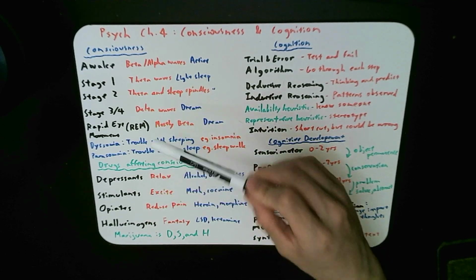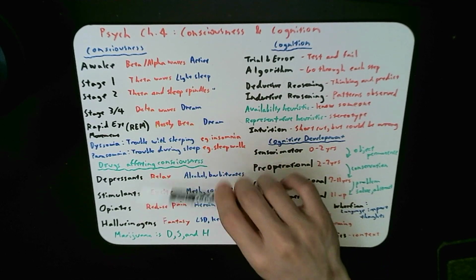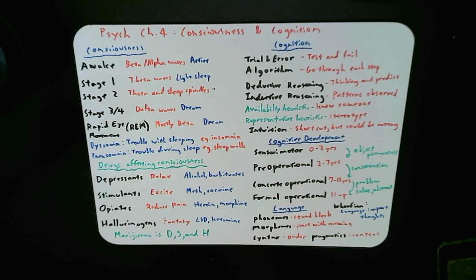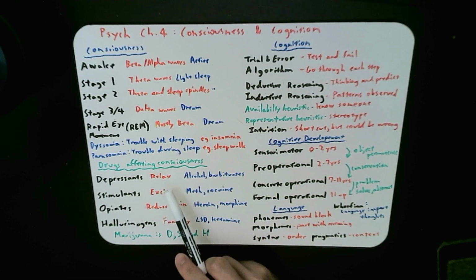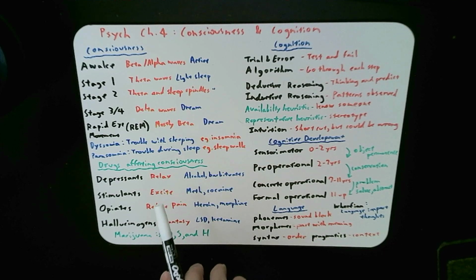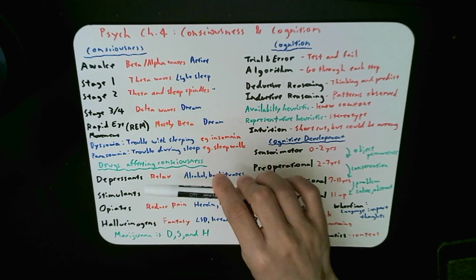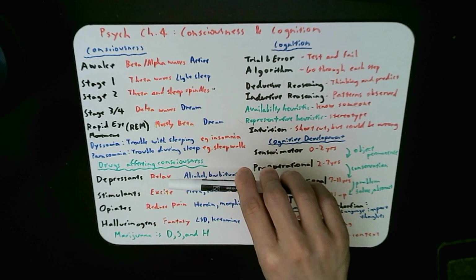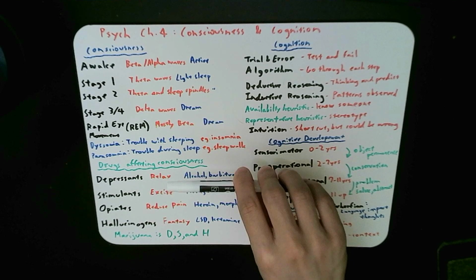Alright, that was consciousness, and of course there are some drugs that can influence and affect how your consciousness behaves. Depressants are drugs that help you relax. So alcohol, barbiturates, and of course the abuse of any of these drugs would lead to devastating effects. So make sure if these are used, they're used in recommended dosages.